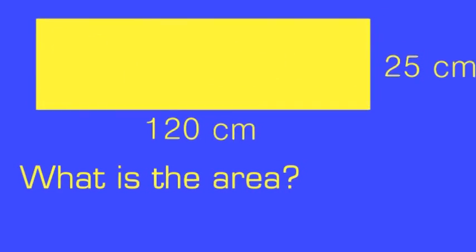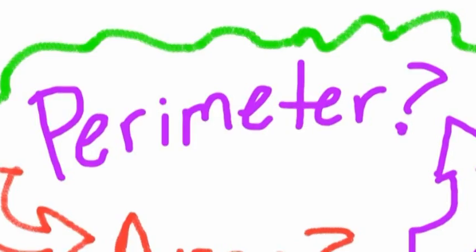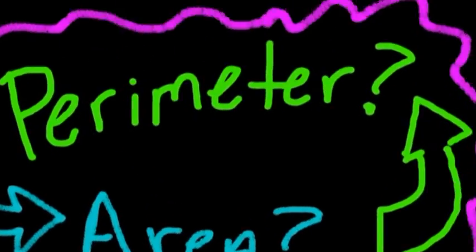You will often be asked to find the perimeter or the area of a rectangle. Be sure you're using the right formula for the problem that you're doing. Here's a song that can help.